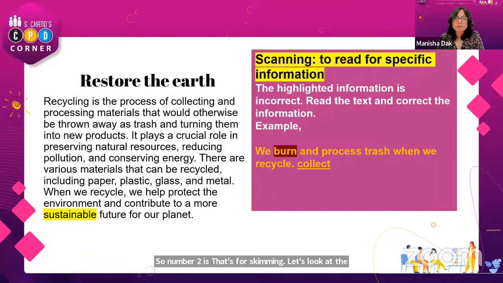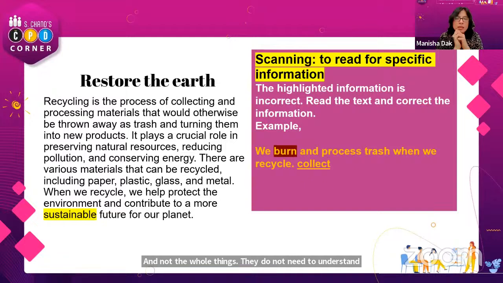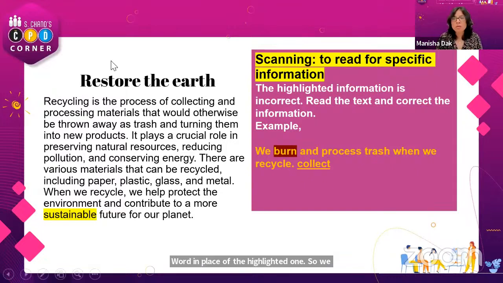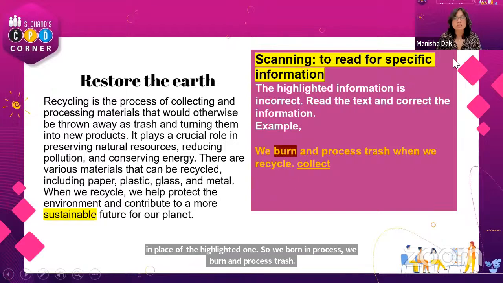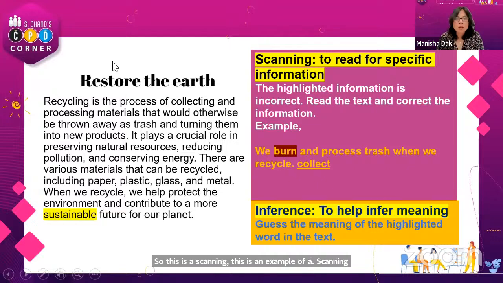So the next skill is scanning. Now, in this skill, the learners are required to look at only particular parts of the text and not the whole text. They do not need to understand a chunk of the text, but just a part. So look at the question. The learners need to read the statements, and certain words are highlighted, and they need to correct. So read and find out the correct word in place of the highlighted word. So we burn and process trash when we recycle. And the word is not burn, the word is collect. So that's the only piece of information that the learners are expected to find from the text. So this is an example of a scanning task in which learners scan the text to answer the question.